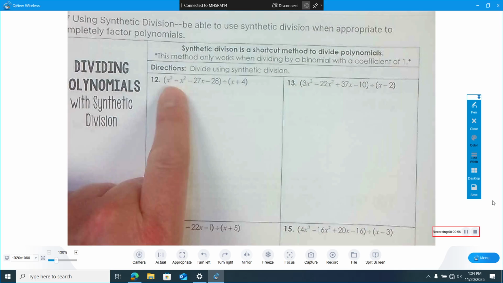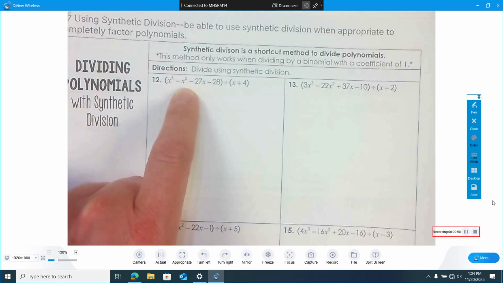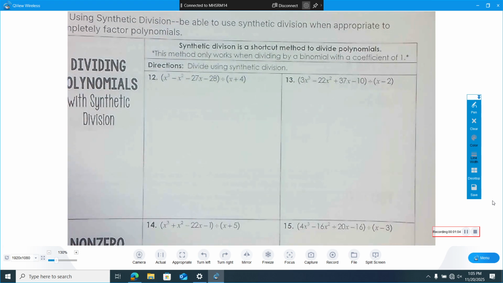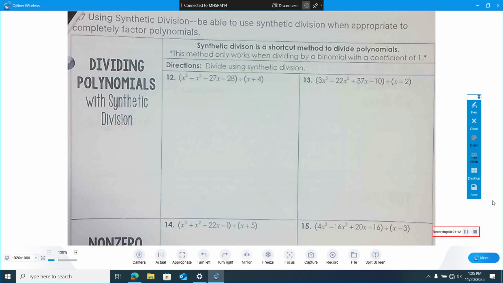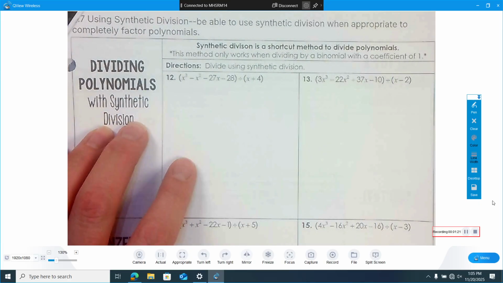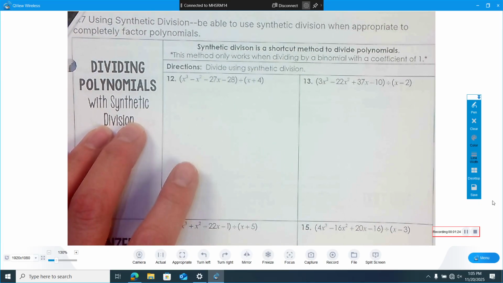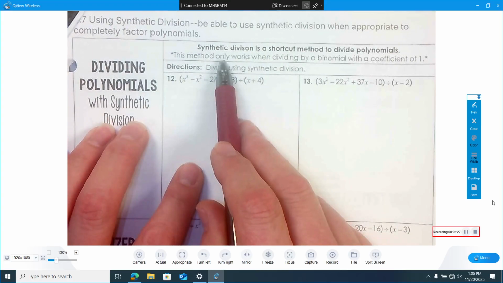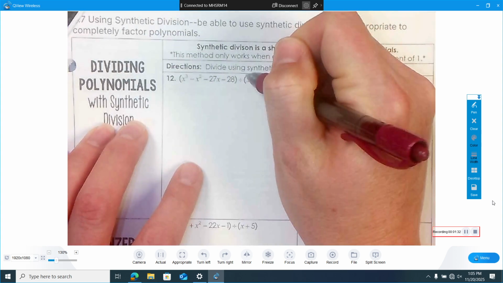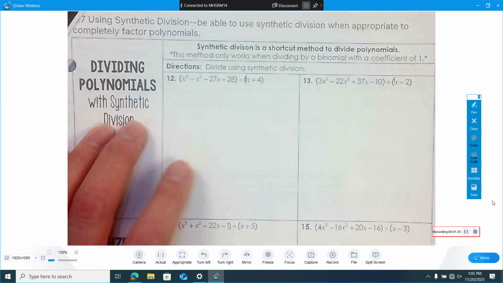But sometimes when we look at a polynomial, I don't know if it factors. So we might want to use division, because that's what factoring is. We're unmultiplying, which means we are dividing. Now, we have one more method for division, and that is synthetic division. It is super easy, except that it only works when dividing by a binomial with a coefficient of 1, meaning a 1x plus 4, or a 1x minus 2.